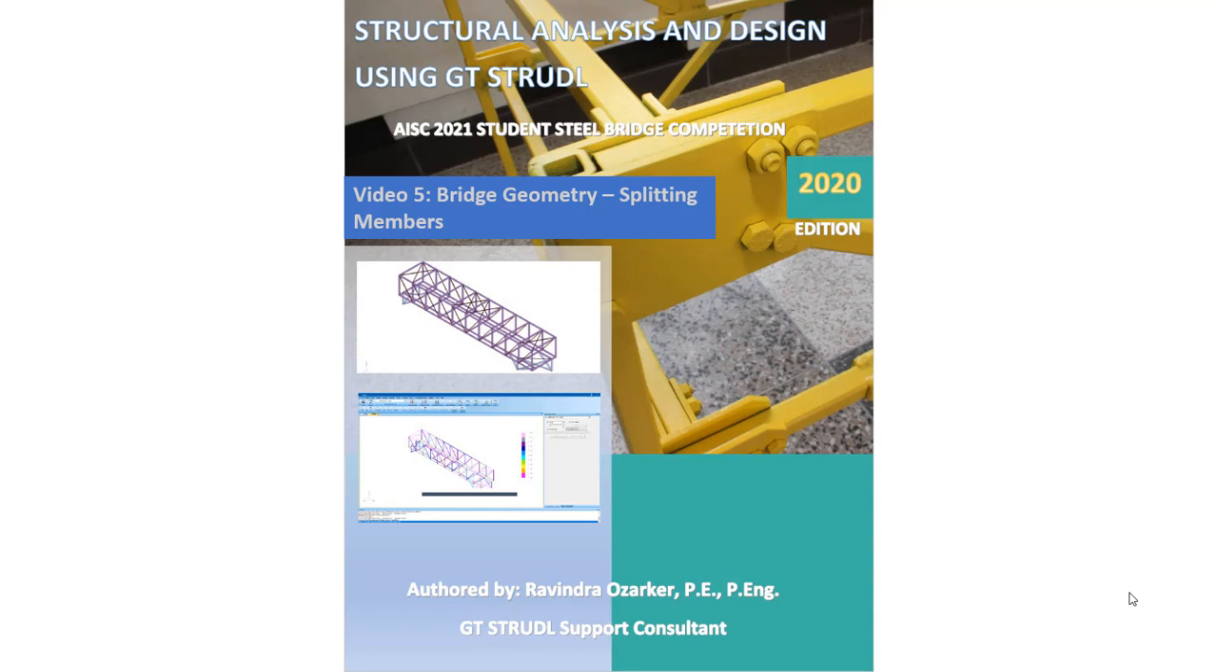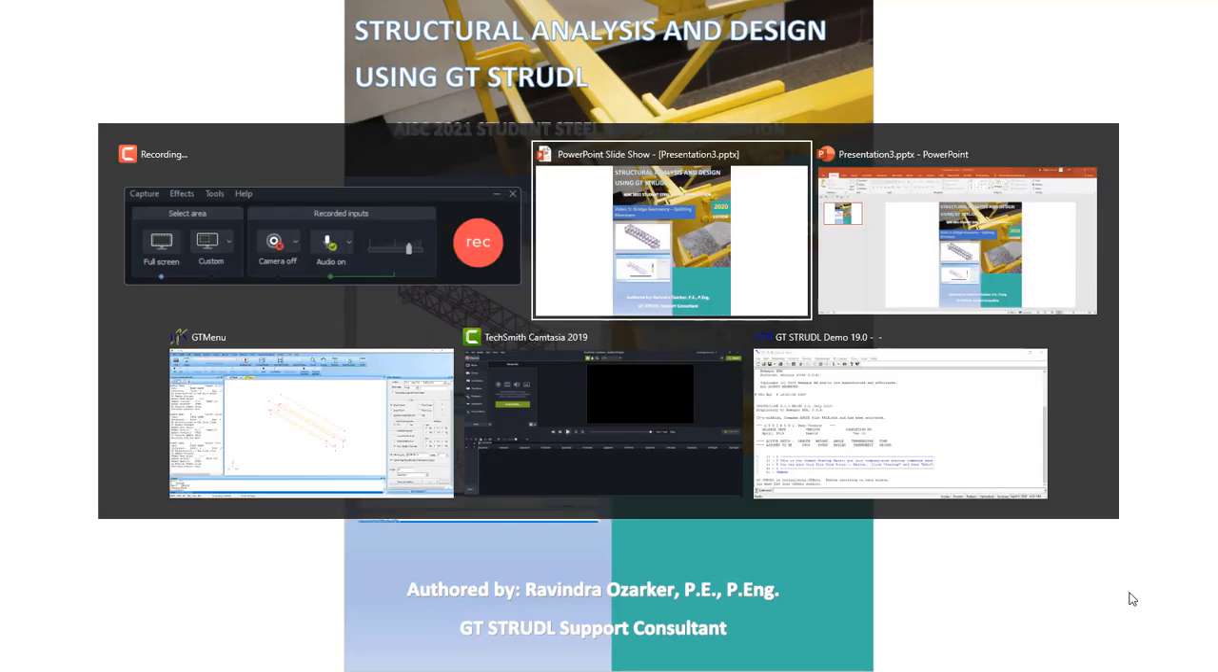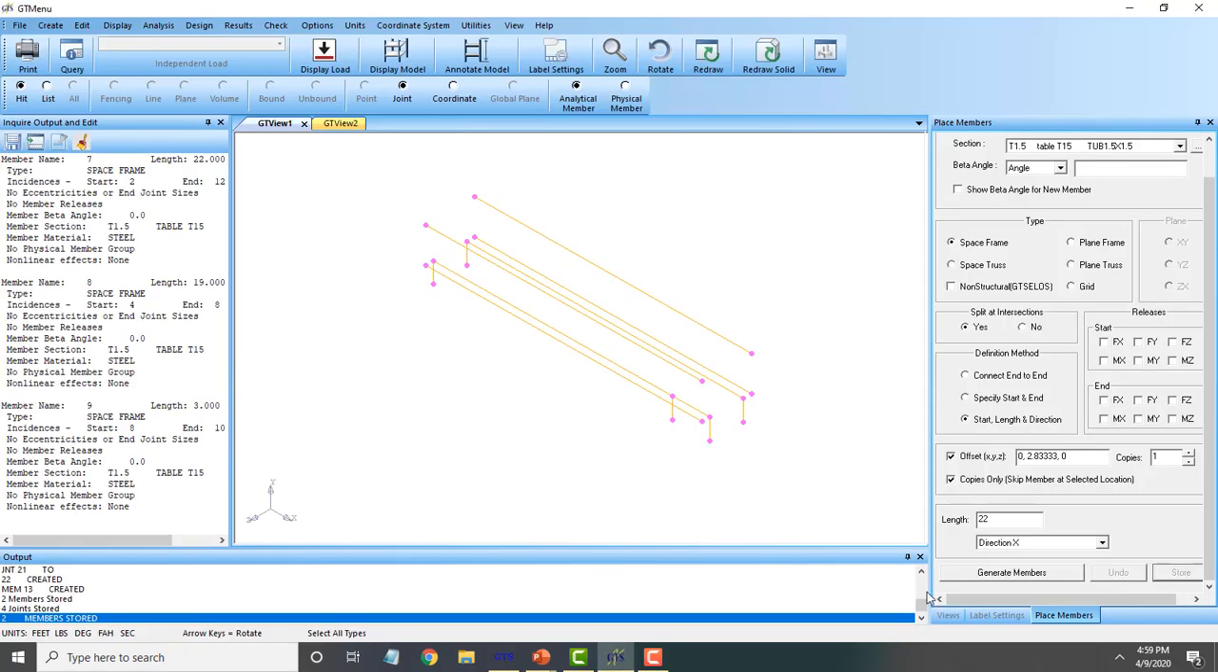My name is Ravi Ozarkar and today I'm going to talk about chapter 7 in the PDF document that we had distributed. You can get this document from Amazon also or other sources. Now if you look at the PDF document, step number 1 says you need to go to GTStrudel and you can go in and split these members.